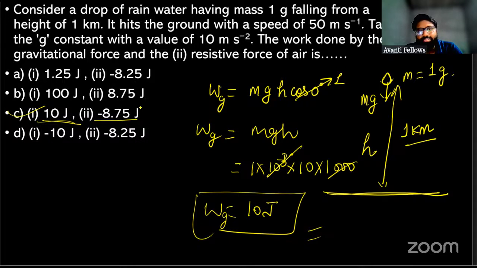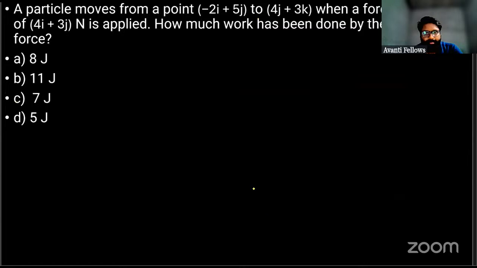Okay, then we will solve what is the work done by this resistive force. Clear? Now this one, try to solve this. This is very easy. A particle moves from a point minus 2 I cap plus 5j cap to 4 I cap plus 3k cap when a force of 4 I cap plus 3j cap Newton is applied. How much work has been done by the force?